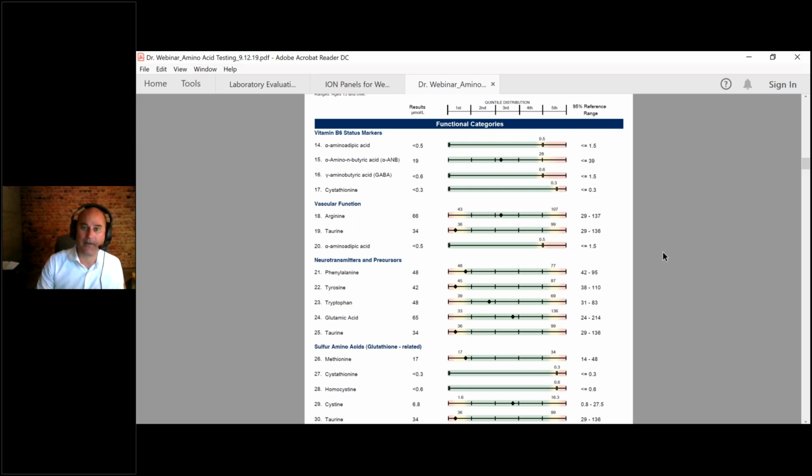Now let's think about globally low amino acids. What would you do for treatment? Well, you would give amino acids. So, and if you're not seeing this for some reason and you can't figure it out on your computer, it's all being recorded. We'll send the recording out tomorrow. So then how do you do that, and how much do you give?